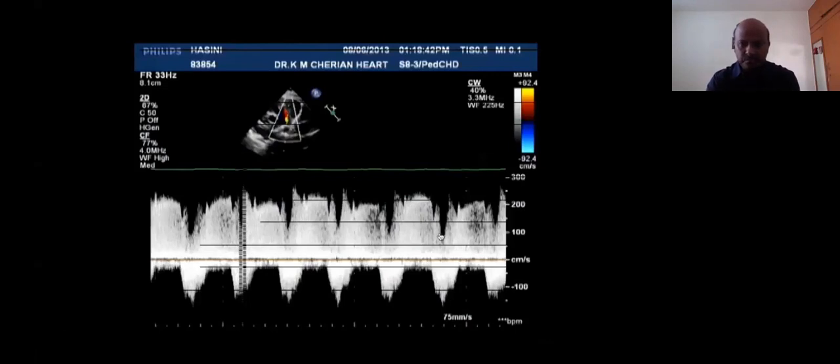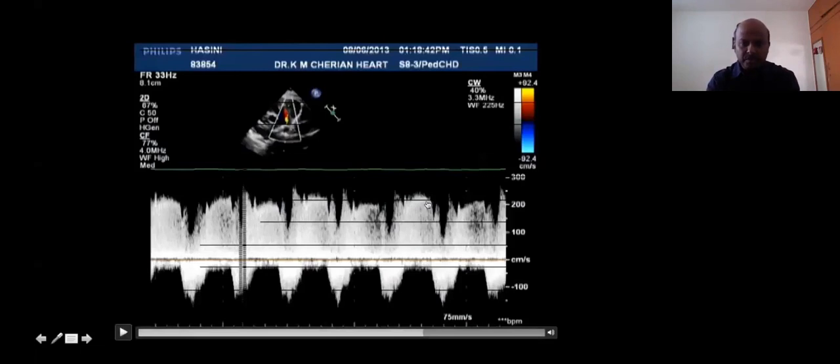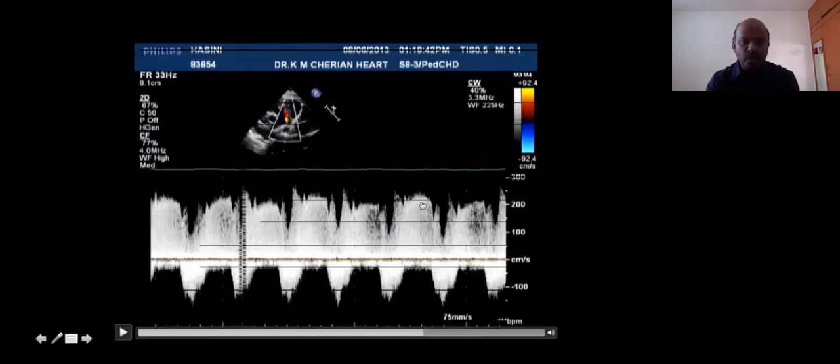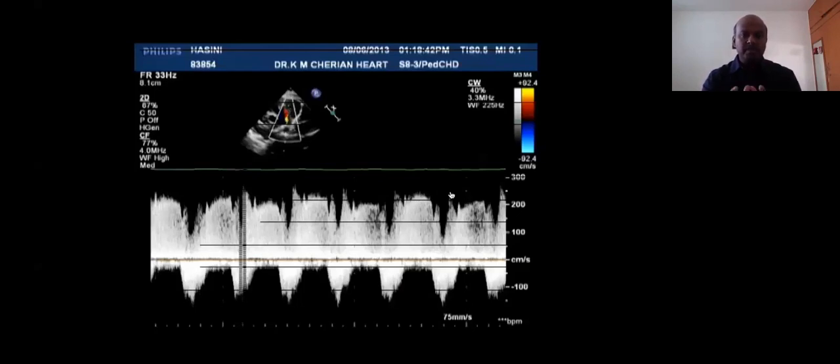So the pressure gradient is calculated using Bernoulli's equation, which is P equals 4V squared, the square of the velocity. So here it's 2 meters per second. So 2 squared is 4, and multiplied by 4, you get a pressure gradient of 16 millimeters of mercury. So the pressure gradient tells you that the difference in pressure between the descending aorta and the pulmonary artery is, in this case, only 16 millimeters of mercury, which tells you that the pulmonary pressures are still high.